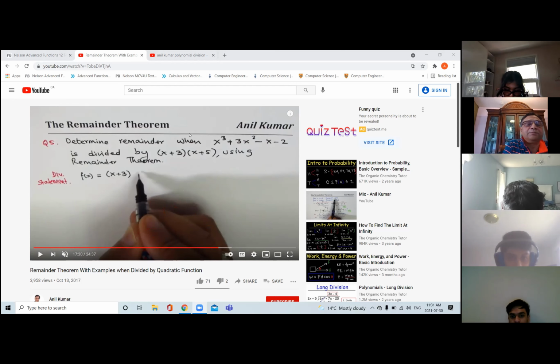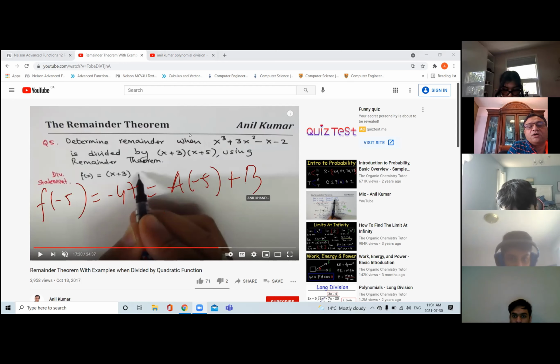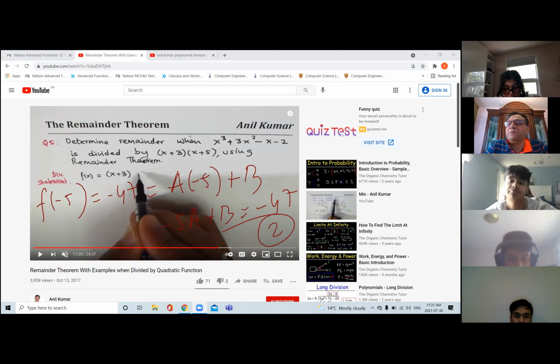Second, I'm now plugging in f of minus 5, and this is minus 47. So I know a times minus 5 plus b is minus 47, or minus 5a plus b is minus 47. This is my equation number 2. We have two equations. We'll solve them, get the value of a and b, and that becomes our remainder. Is that clear to everyone?